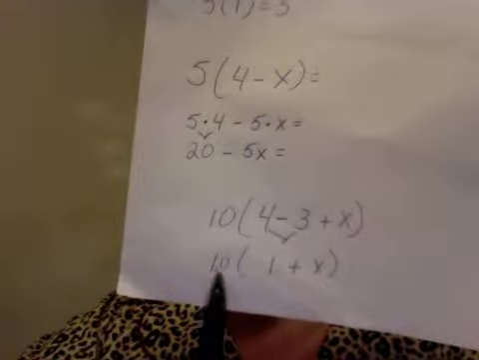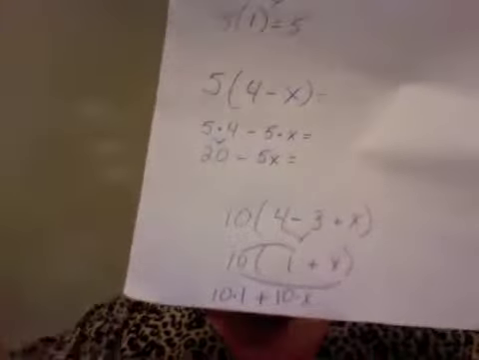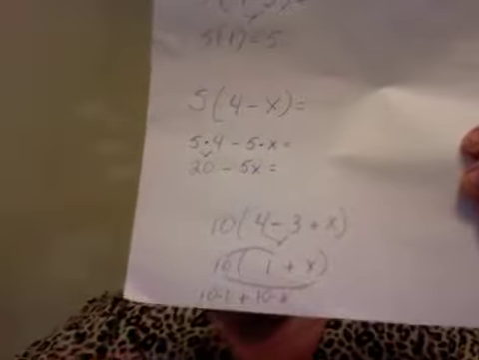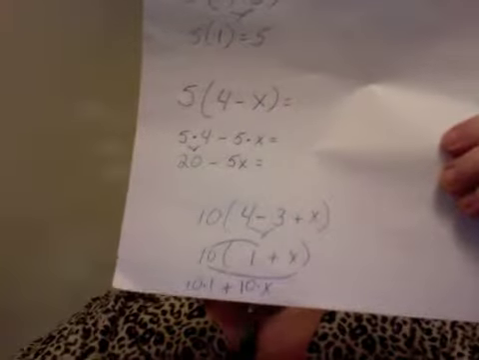Now I can't combine anything else in the parentheses to get rid of it. Now I go ahead and I distribute my 10. I share it with everything in the parentheses. So I'm going to wind up with 10 times 1 and 10 times x. Just like that, okay? I shared my 10 with my 1 and my 10 with my x. 10 times 1 is 10. 10 times x is 10x. So your new expression will look like 10 plus 10x. Just like that, okay?